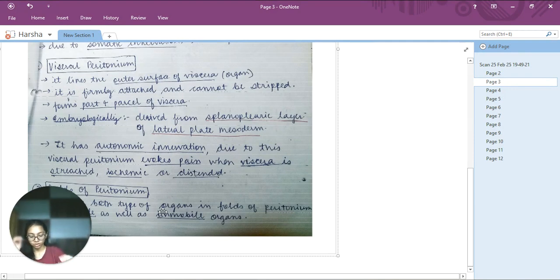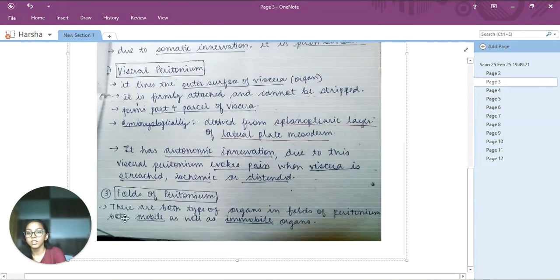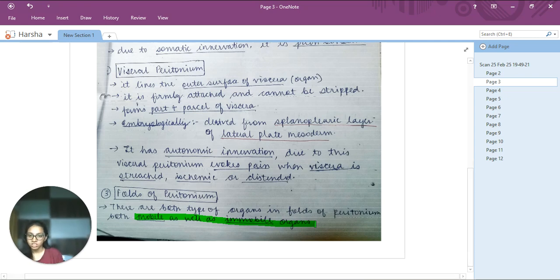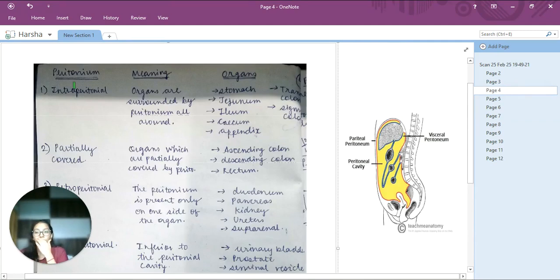It is written that there are both types of organs in folds of peritoneum, both mobile and immobile. One are mobile organs and other are immobile organs. The mobile organs are the ones which can move from their position, while immobile are the ones which cannot move. Now moving forward, there are certain kinds of differentiations which are present over here.